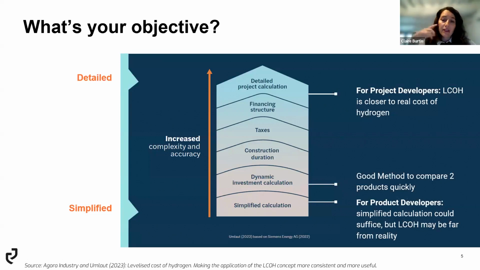So the way I see it is that you can start with a very simplified calculation and then add on details and more complexity to your calculation to tend towards the most precise real cost of hydrogen. But obviously, as you add more and more layers and more details, the calculation of your model is going to be more and more complex, but you will also get more accuracy.